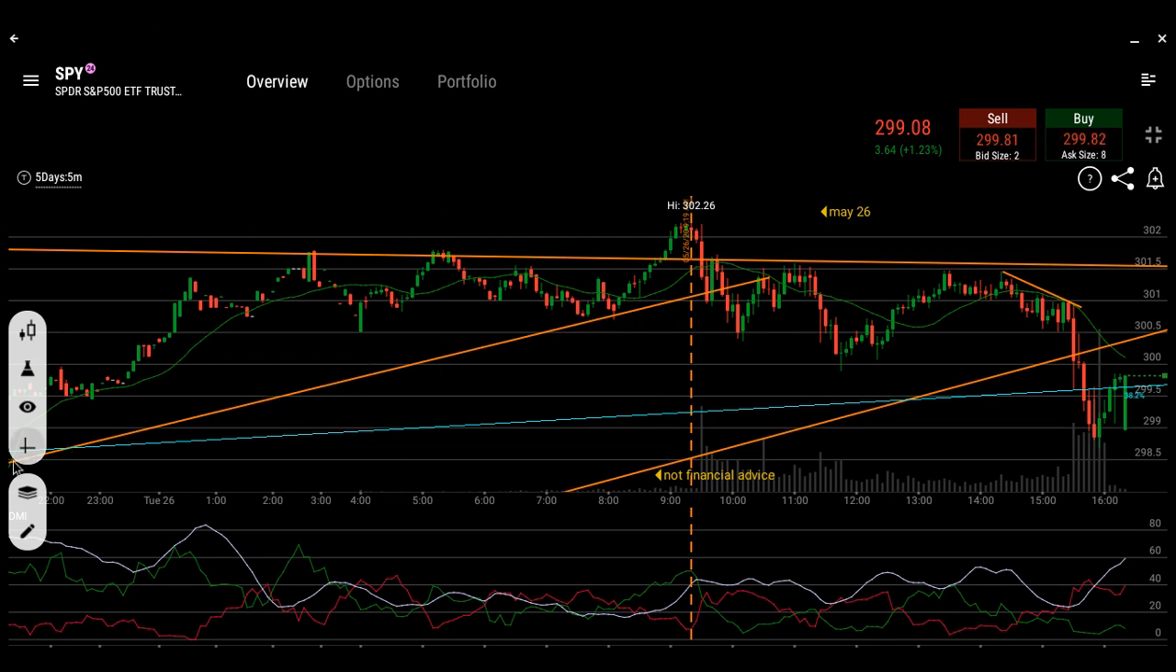And I drew it from the low of what it was on Monday to the low right before the market opened. That was a secondary trend line.